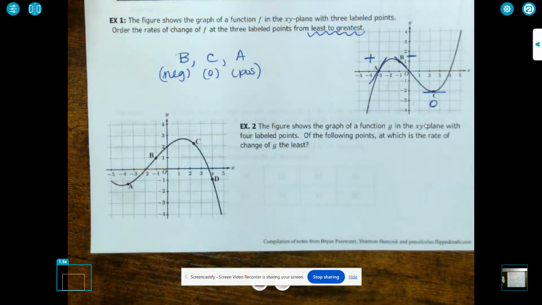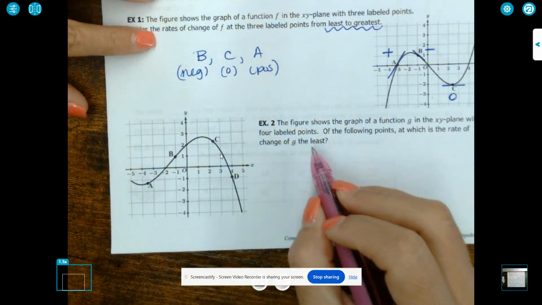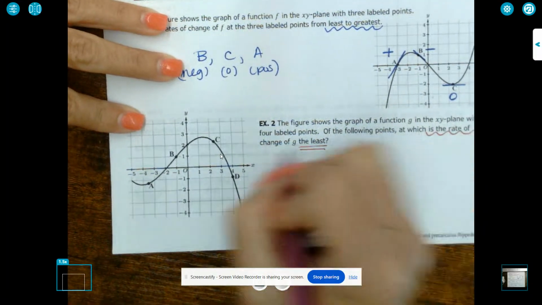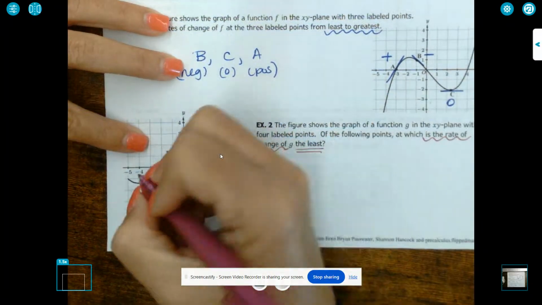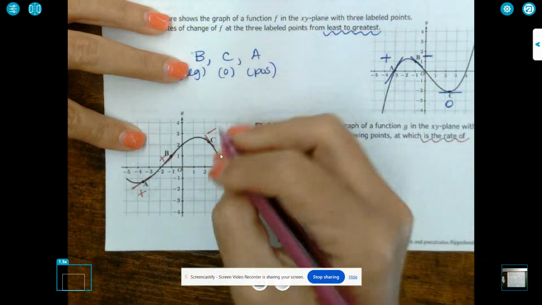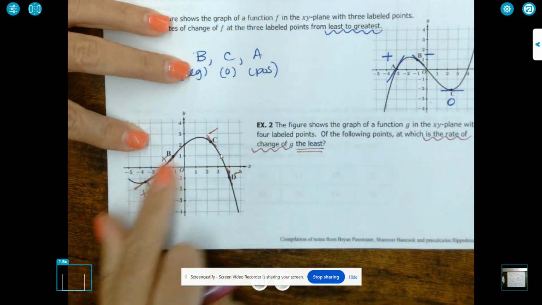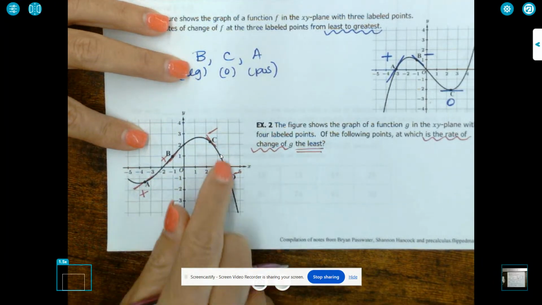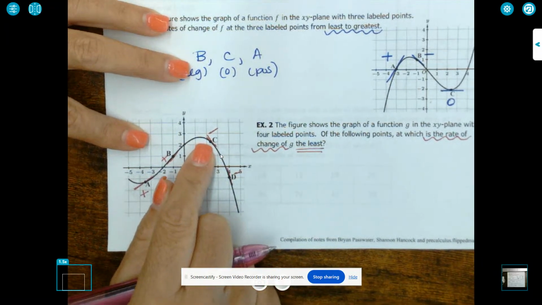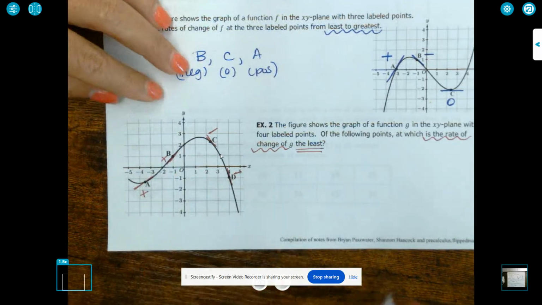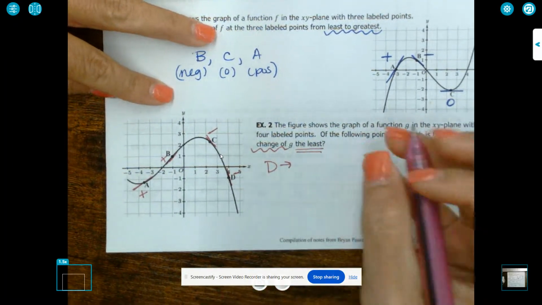Okay, and then example number two. The figure shows the graph of a function on the xy plane and four labeled points. Of the following points, at which is the rate of change the least? All right, so let's look again. Here we are positive, here we are positive, here we are negative, and here we are negative. So we can throw out A and B. Positives are obviously going to be greater than negatives. So which one is the smaller? It's going to be where it's steeper, because this might be like -3, and then this will be -5. The least, -5, is smaller than -3. So our answer is going to be D, but we don't just put D. We're going to justify that.